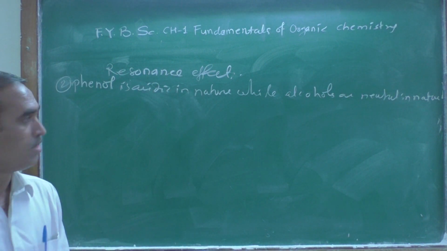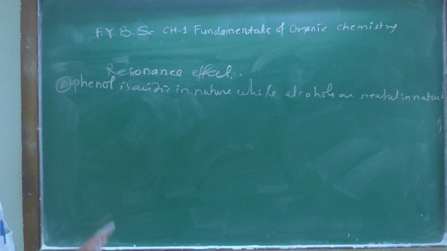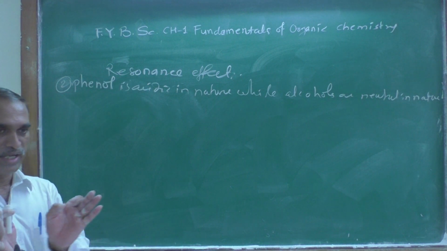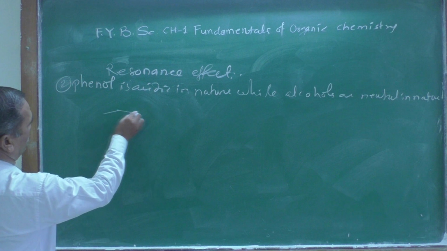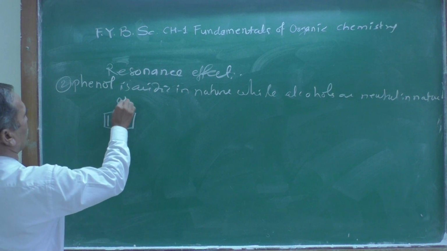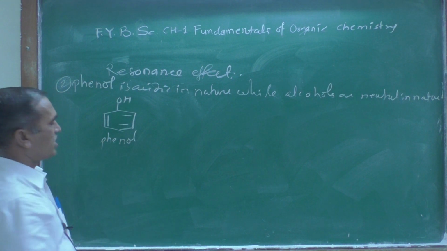Just now we already learned that phenol is acidic in nature while alcohols are neutral in nature, though both contain a hydroxyl group, OH. And the structure of phenol, as we have just learned, is this one, OH. This is the structure of phenol. Why is phenol acidic in nature?